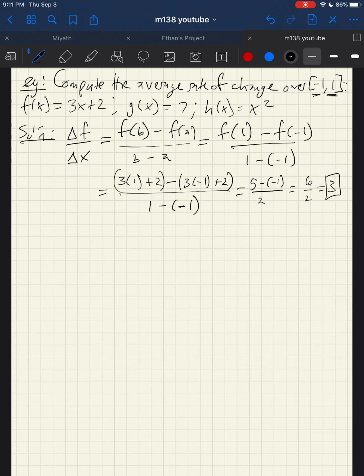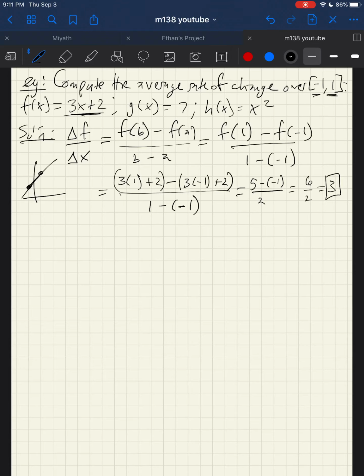Now that shouldn't surprise us, because this function has a graph which is a line of slope 3. So the average rate of change should be 3, because that's the slope of the line everywhere. So if we graph this, 3x plus 2, we're going to have this line with slope 3. If we pick 2 points, at +1 and -1, and look at the average rate of change, that's the slope of the line connecting them, well, that's the slope of the original line.